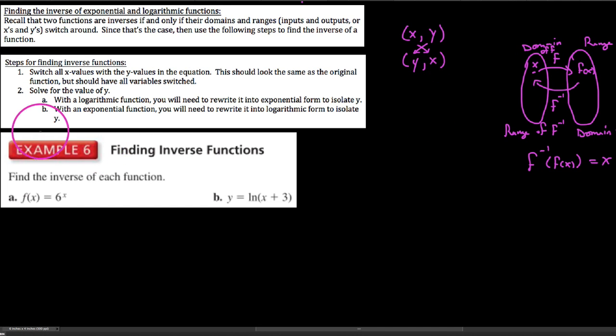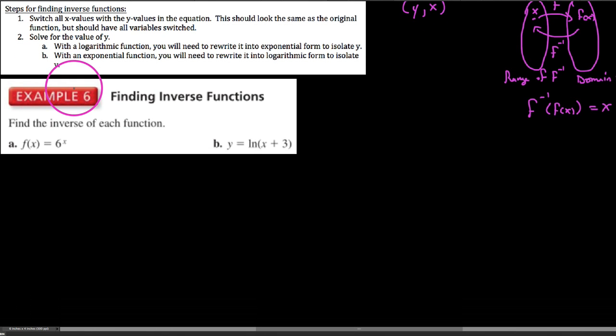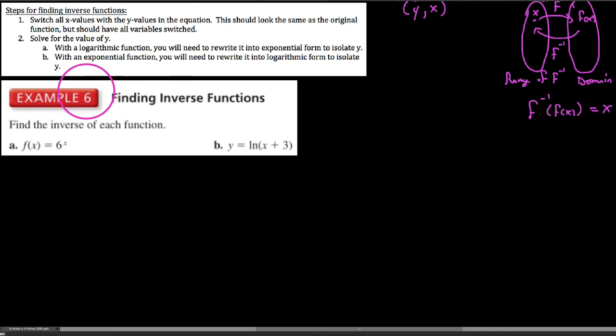With respect to finding inverse functions, just remember that the steps are pretty easy. Step number one is this: we take all the x values and switch them with the y values in the equation. It should look the same as the original function, but with all the variables switched. From there on, we solve for the value of y. I've got a couple of clauses underneath here that we'll take a look at in a moment, but let's start with what we've seen so far.